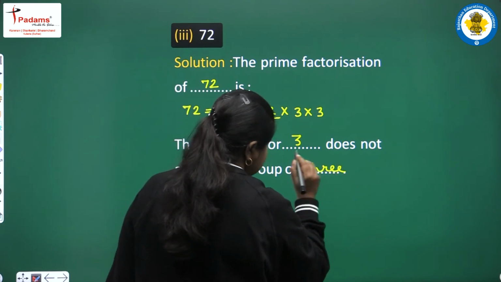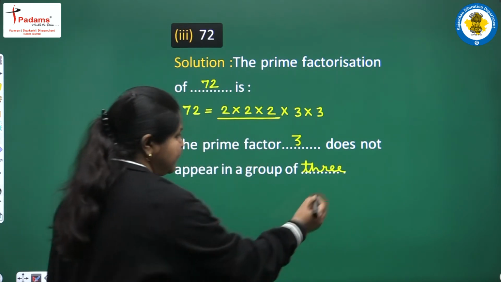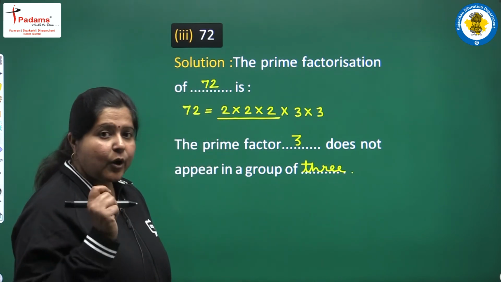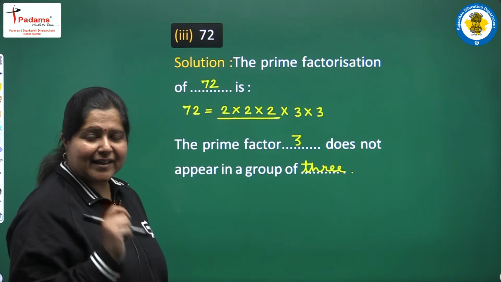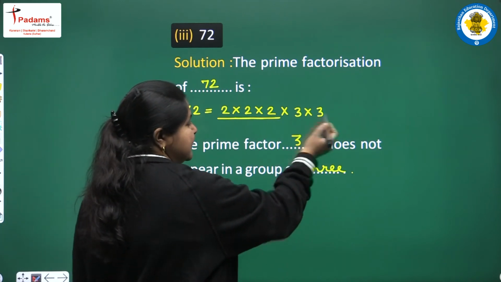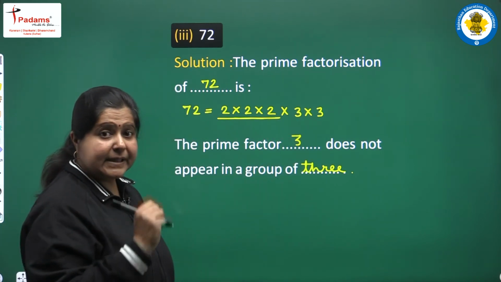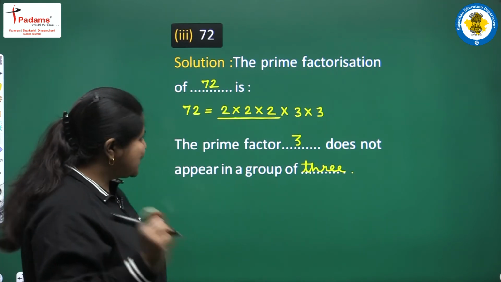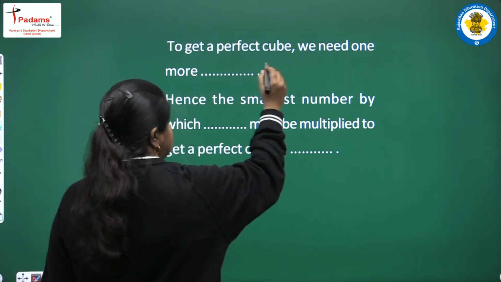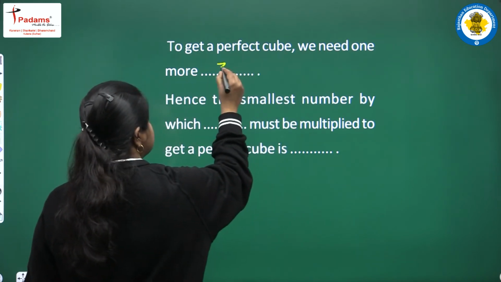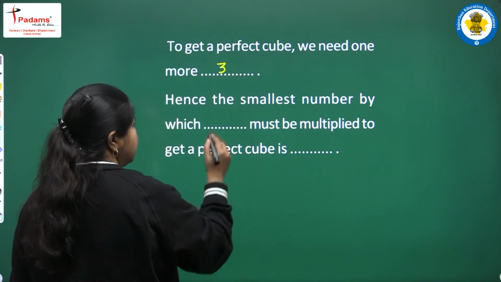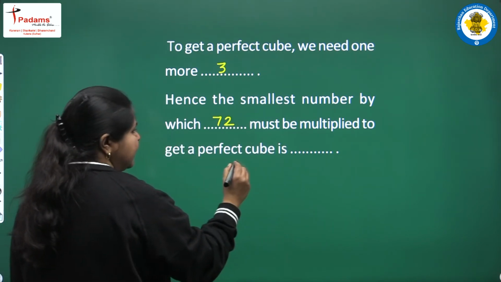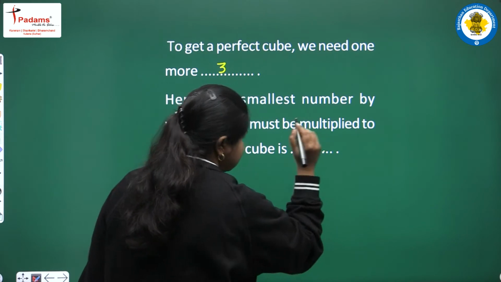So 72 is not a perfect cube but we want to get a perfect cube by multiplying it by some number. और हमें किससे मल्टीप्लाई करना चाहिए? Obviously 1 3 is missing here. तो एक 3 ले आएँ अगर हम मल्टीप्लाई करके तो हमें एक परफेक्ट क्यूब नंबर मिल जाएगा. सो वी राइट हियर, टू गेट अ परफेक्ट क्यूब वी नीड वन मोर 3 and hence the smallest number by which 72 must be multiplied to get a perfect cube is 3.